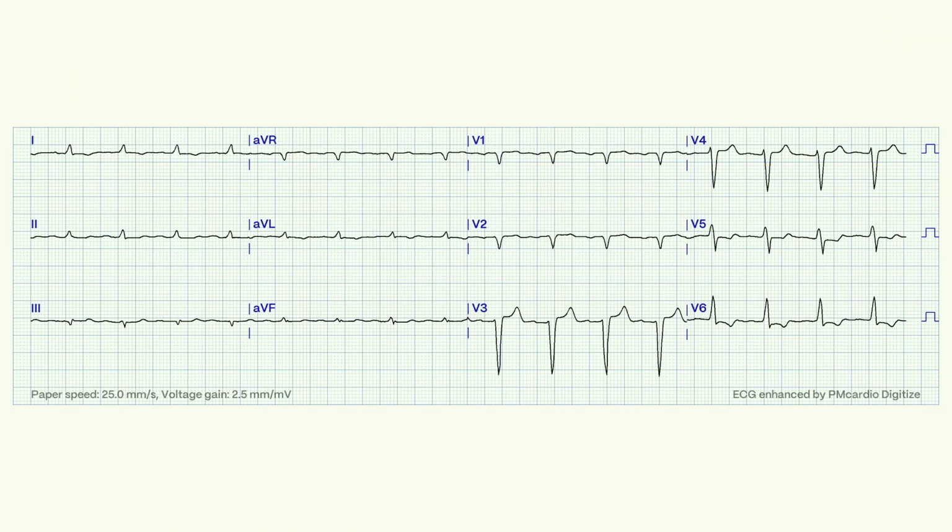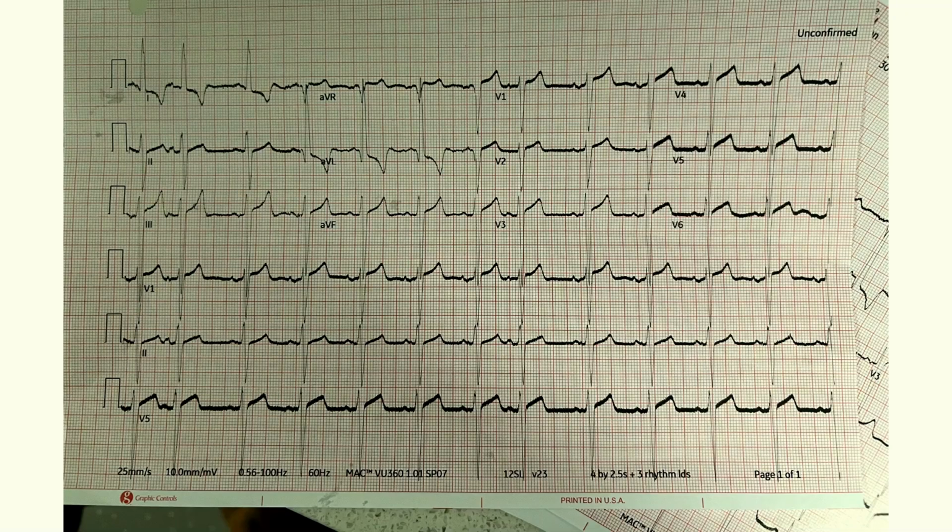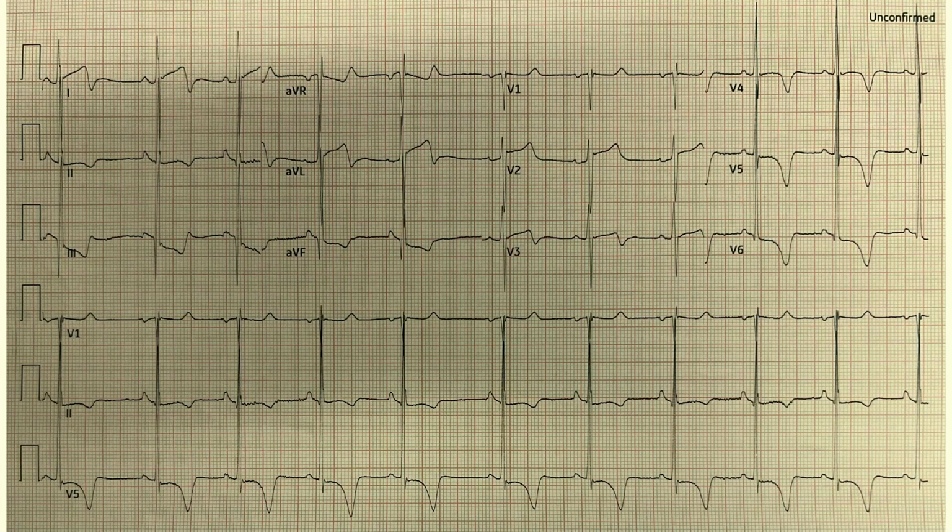Turn the volume down, looks a little bit more normal, same ECG, 2.5 millimeters per millivolt. Same thing, tons of ST elevation. What, there's 4, 5, 6 millimeters of ST elevation in V1, V2, V3. That's just LVH. This one was activated as STEMI, just bland LVH.